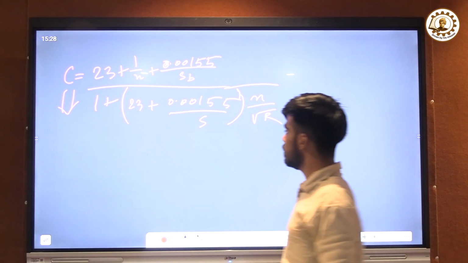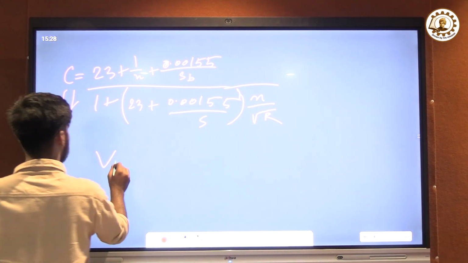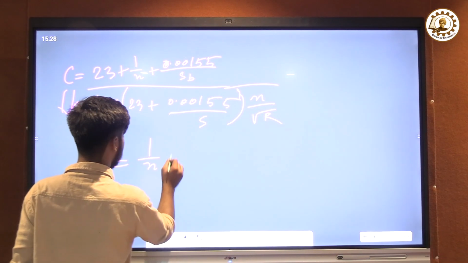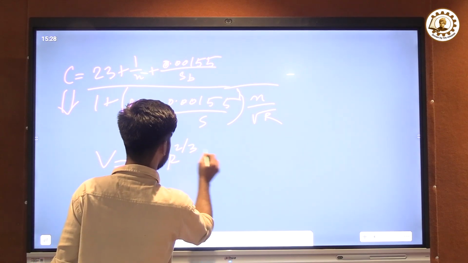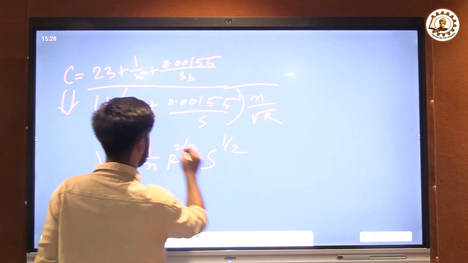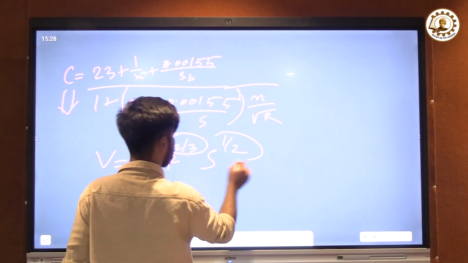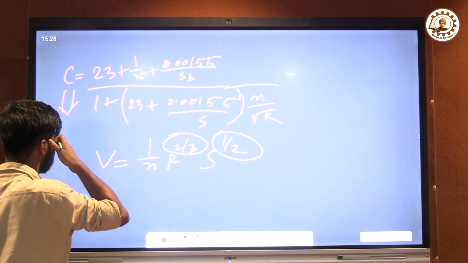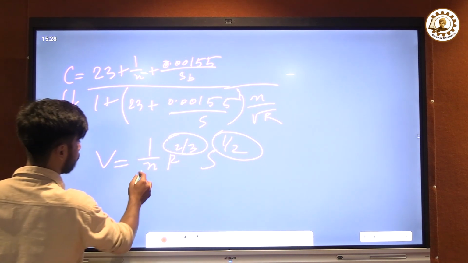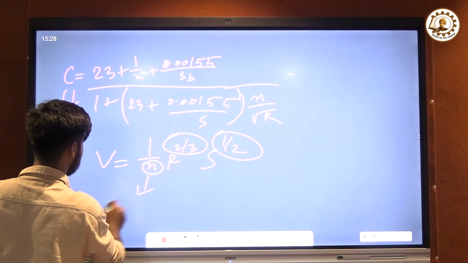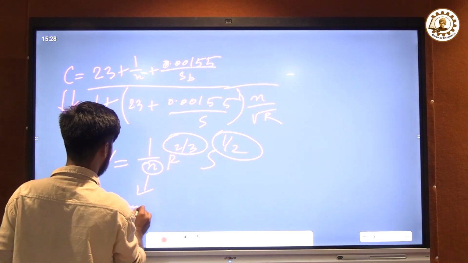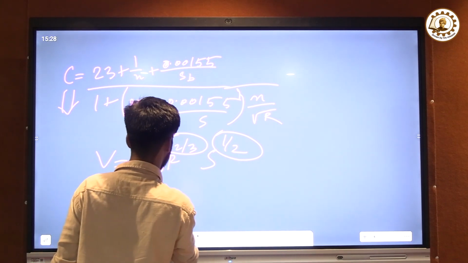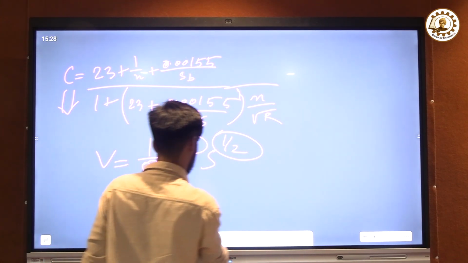Then comes Manning with the formula of 1 by n R to the power 2 by 3 S to the power half, where the exponent is changed for R and S, and this n is the Manning roughness coefficient.